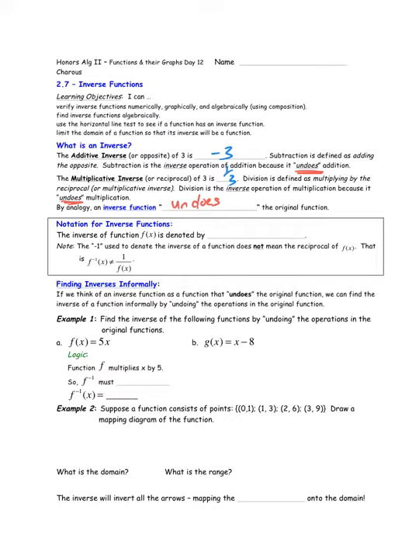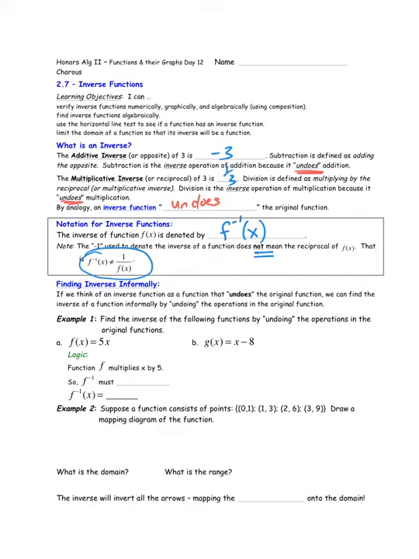So what's the notation for inverse functions? The inverse function of f of x is denoted like this: f to the -1 of x. Note, this -1 to denote the inverse function does not mean the reciprocal. It's not like exponents where 3 to the -1 would be 1/3. f to the -1 of x is not equal to 1 over f of x. It means the inverse.